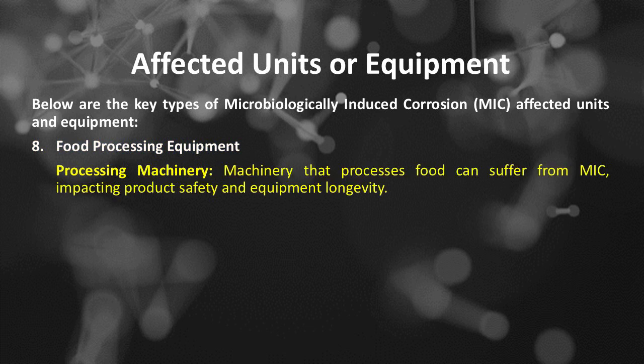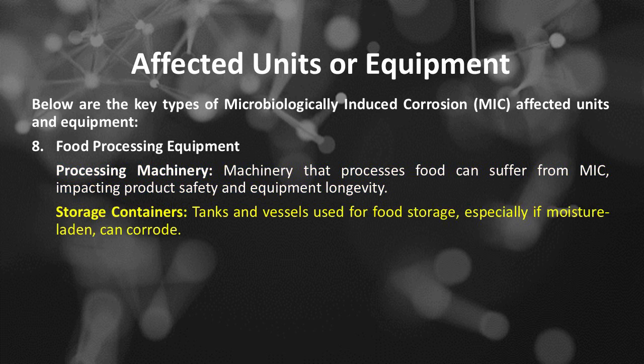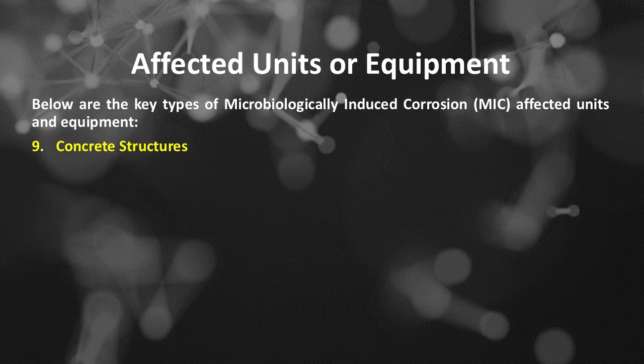Processing machinery. Machinery that processes food can suffer from MIC, impacting product safety and equipment longevity. Storage containers. Tanks and vessels used for food storage, especially if moisture-laden, can corrode. Number 9 is concrete structures.